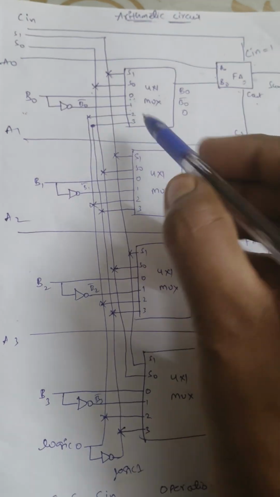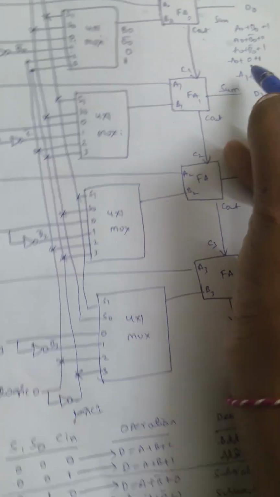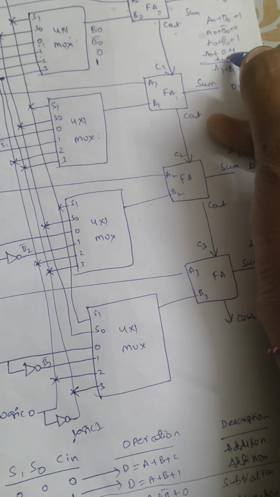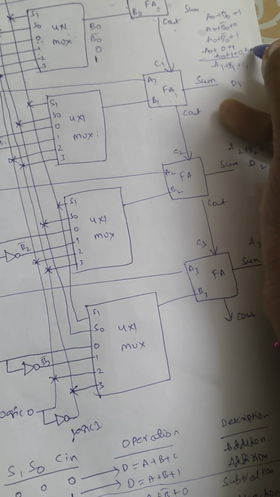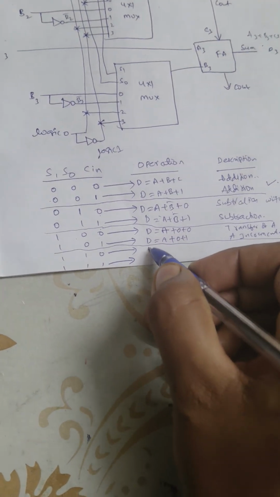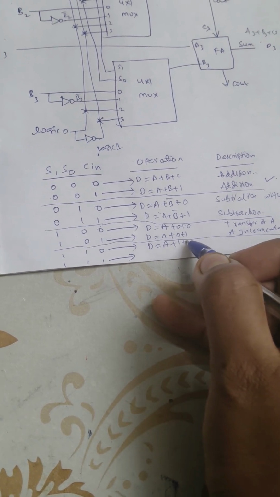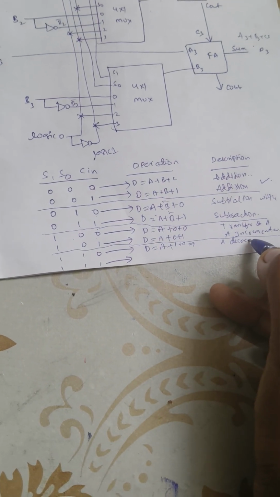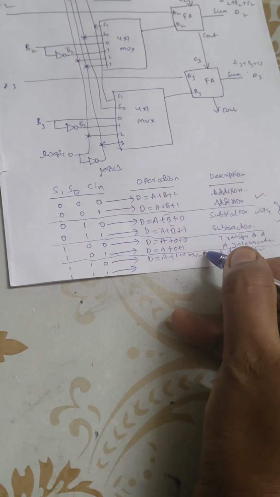So if the selection lines are 1 1, the third bit is selected. Here the third bit output is 1. So what is the output we will get? Here the output is simply A plus B bit input as 1 plus carry equal to 0, or A plus 1 plus 1. So what does it indicate here? It simply indicates D is equal to A minus 1 with the carry 0. So it indicates that A is decremented. So how is A decremented? It is nothing but A minus 1.